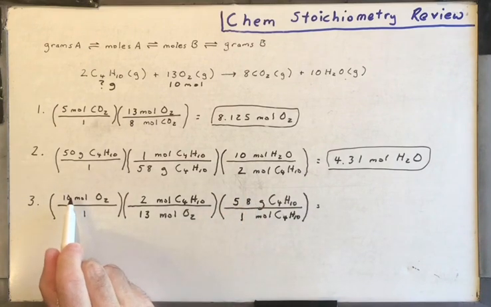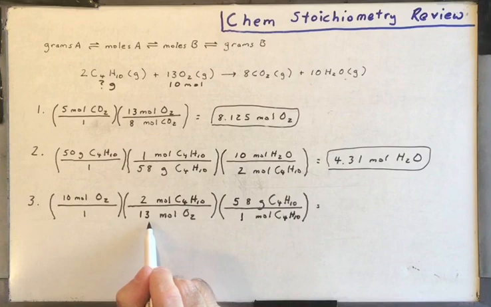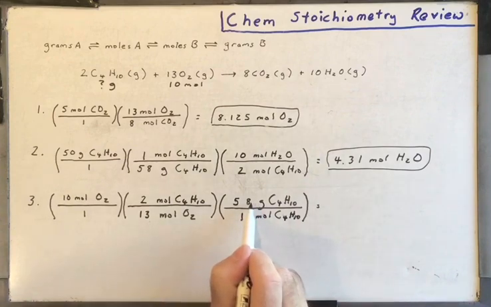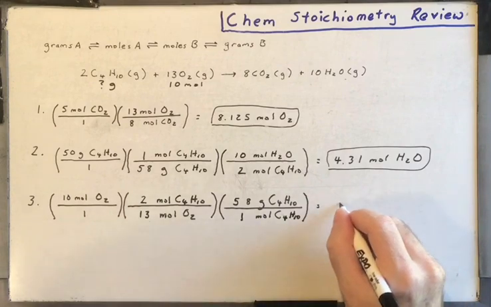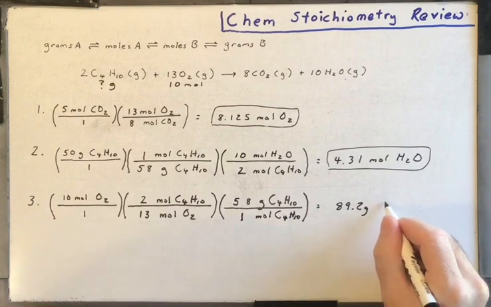So in your calculator, do 10 times 2. That's 20, right? Divide that number by 13, and then multiply, since it's on top, by 58, and you'll get 89.2 grams of C4H10.